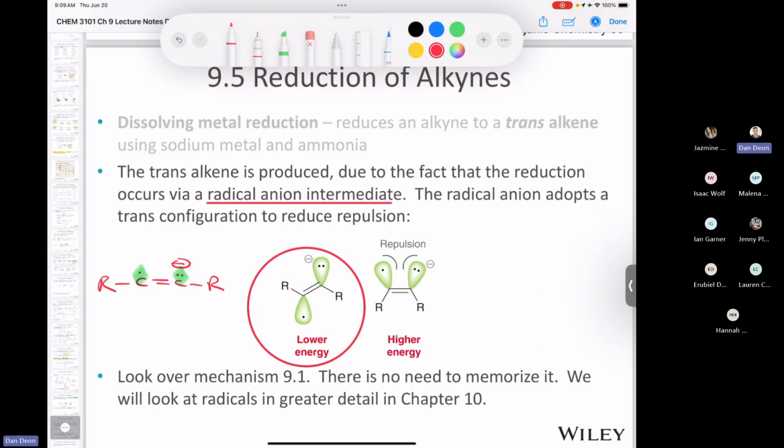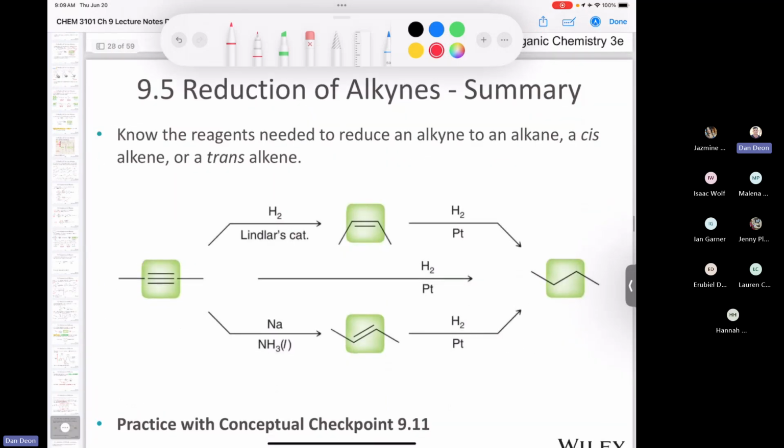They're going to want to get as far away from each other as possible to avoid the repulsion of the two like charges being near each other. And so when we have the radical anion, they get as far away from each other as possible. And that is why we get the trans alkene. All right. So it says here, look over mechanism 9.1. You don't have to memorize it because we're going to go over radicals in more detail in chapter 10.